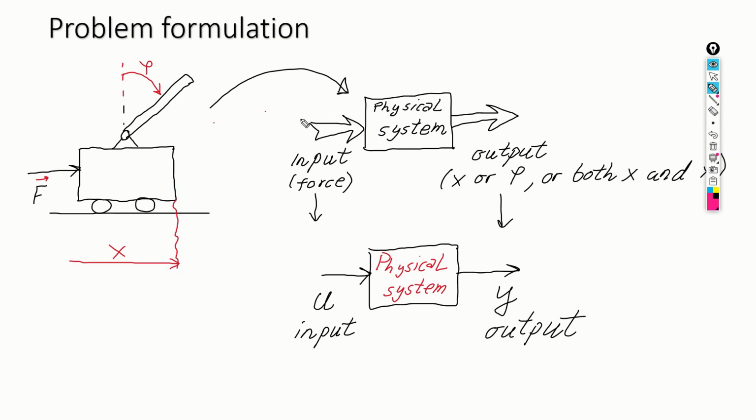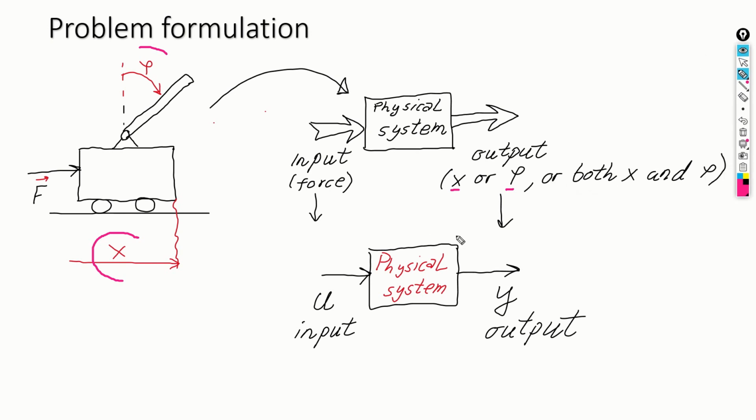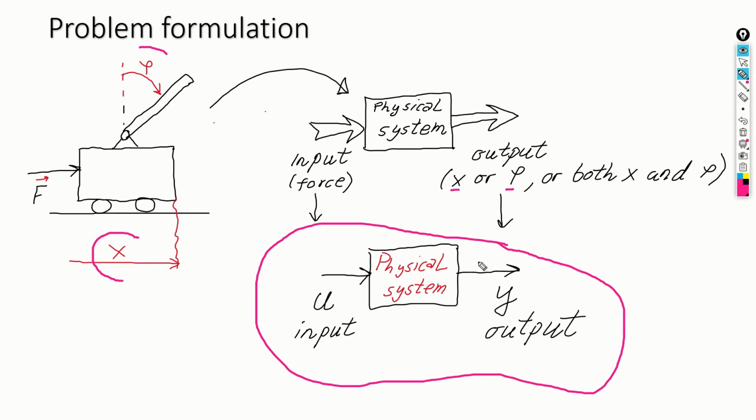The pendulum has 2 degrees of freedom. They are the position x and the oscillation angle phi. Now, this pendulum can be schematically represented in a block diagram form where the input is the external force applied to the system and the output can be the position x or the angle of rotation phi or both x and phi. Now, in the control engineering literature, usually inputs are denoted by u and the outputs are denoted by y. And so this is the basic block diagram of the system.